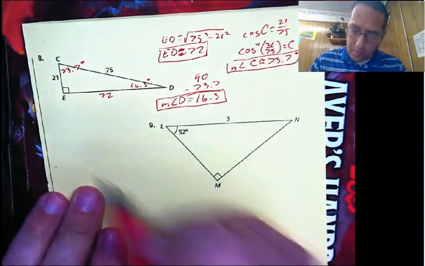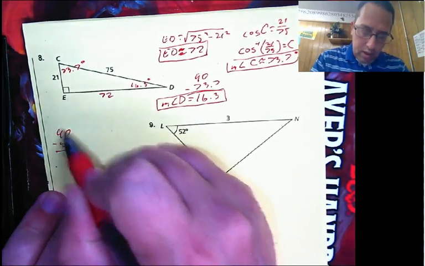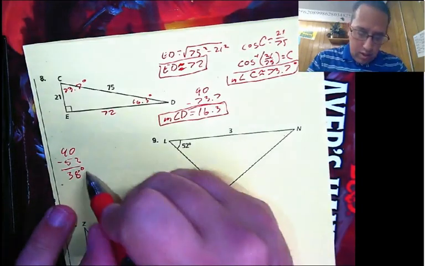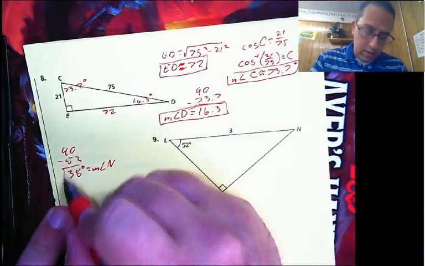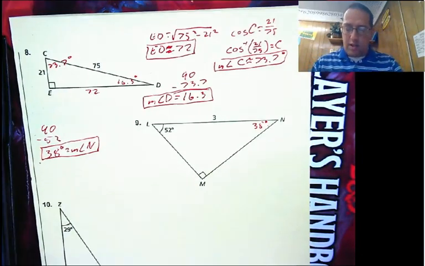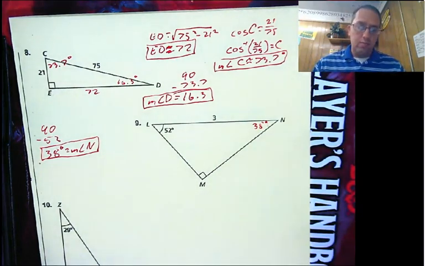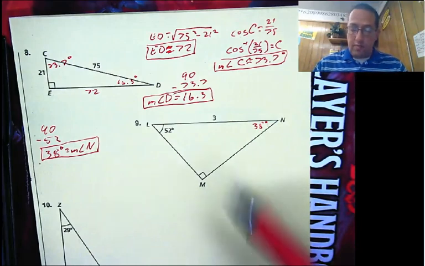So let's do that. 90 minus 52, that's 38 degrees. And this will be the measure of angle, which one is this? N. The measure of angle N is 38 degrees. Not rounded, an exact answer. All right, now we need to find these other 2 sides. Well, that's easy enough. We've been doing that the last couple of lessons. This is going to be SOHCAHTOA, right? Sine, cosine, and tangent. Let's just use our 52, because that's the one we were given.